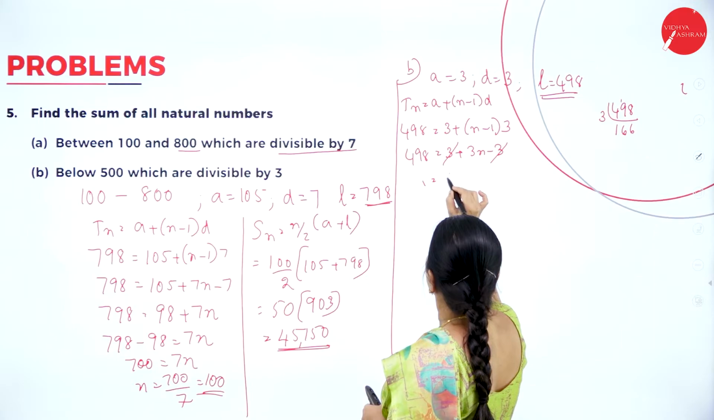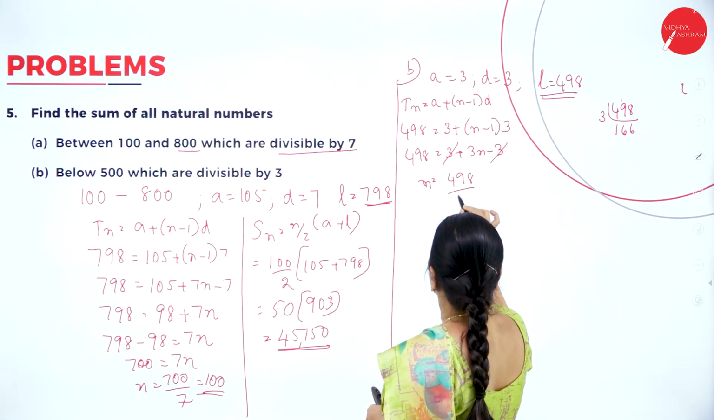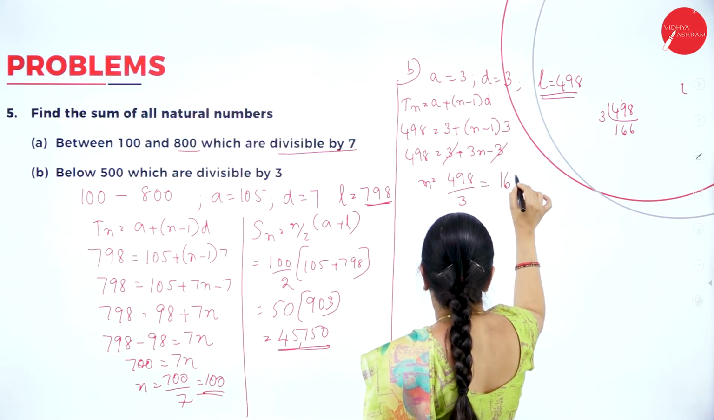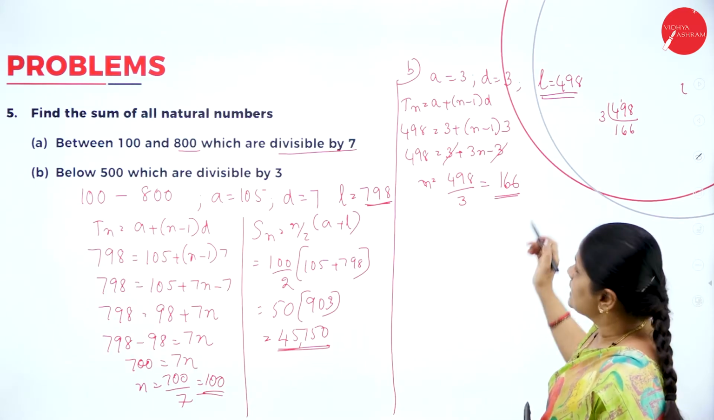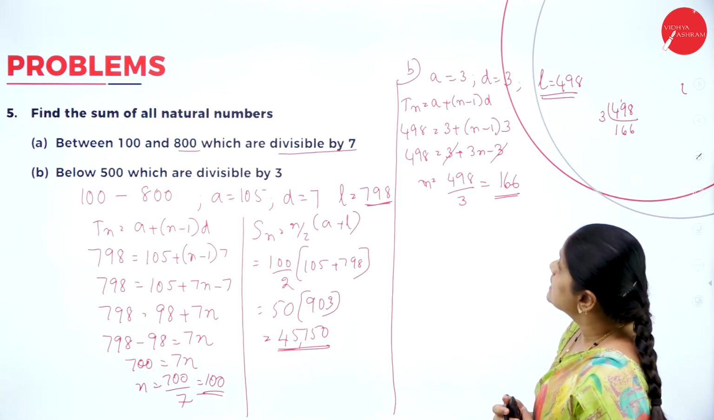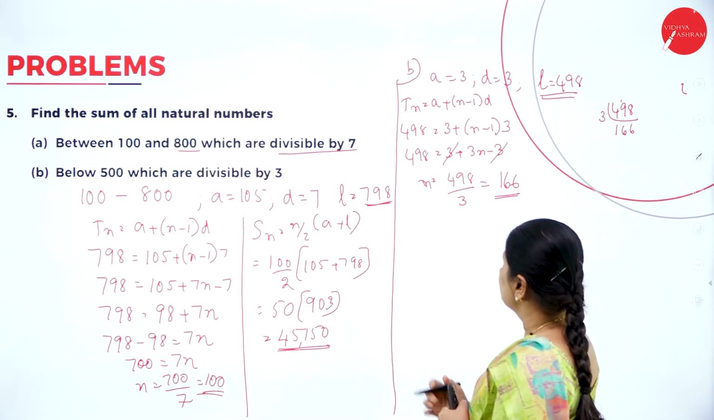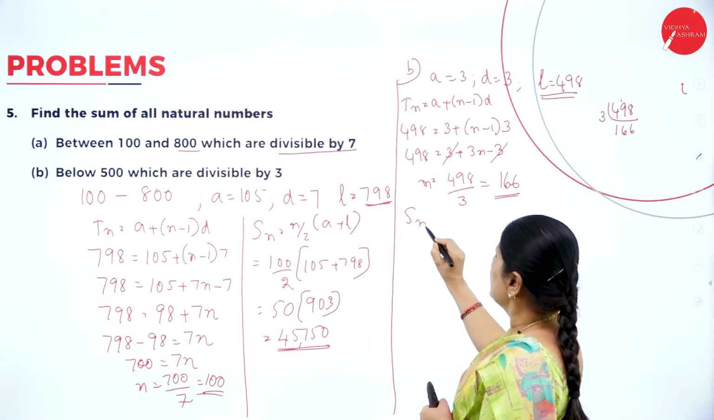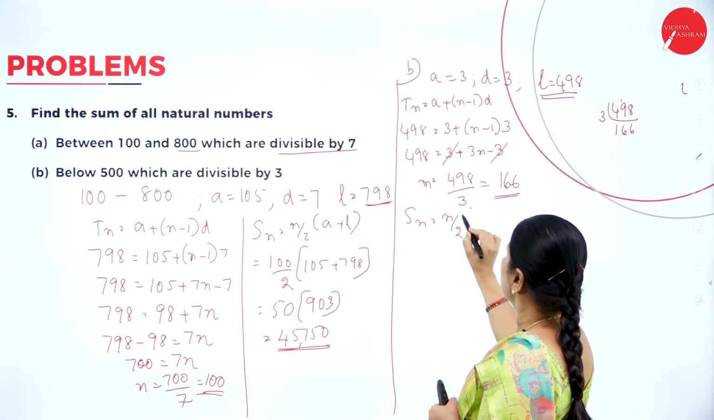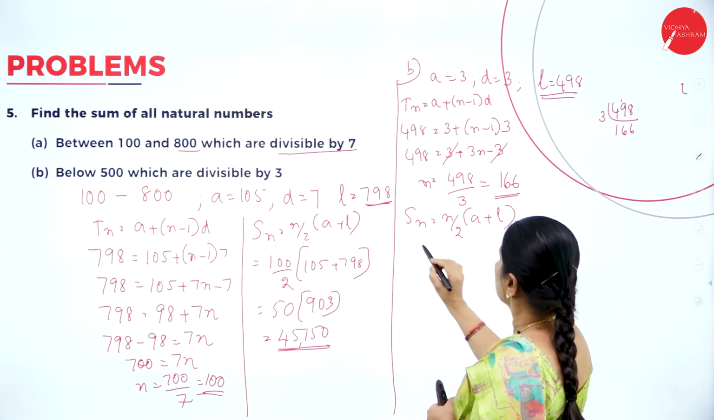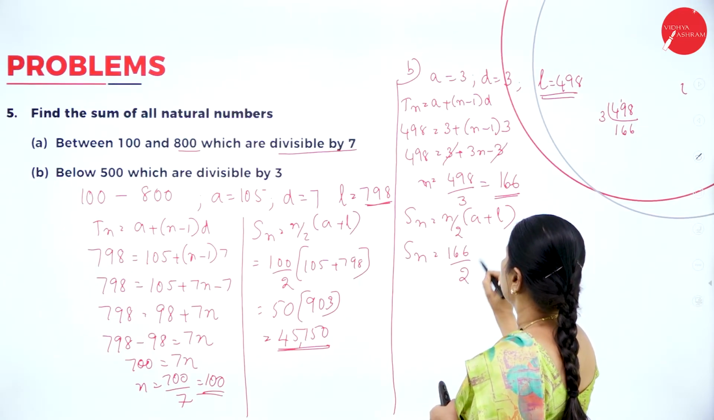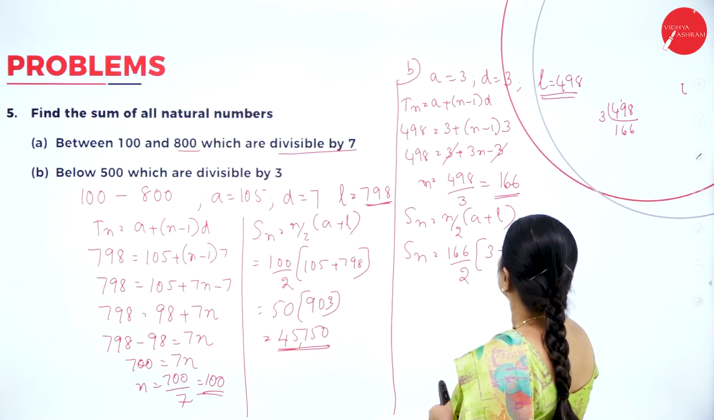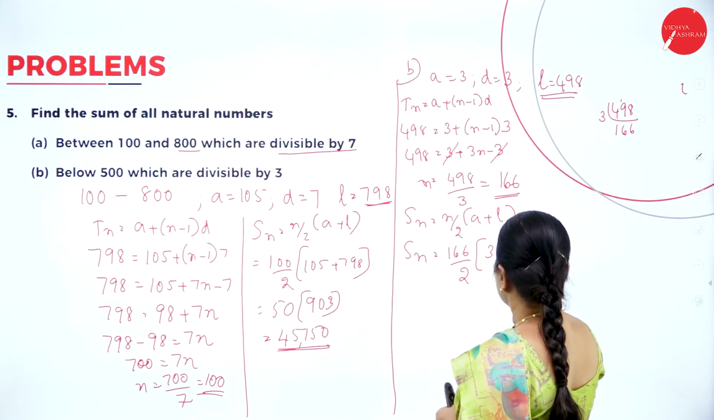n equals 498 divided by 3. So that comes up to 166. So n equals 166. Now we have to find out Sn equals n by 2 into a plus l. So Sn will be 166 by 2 into 3 plus 498.